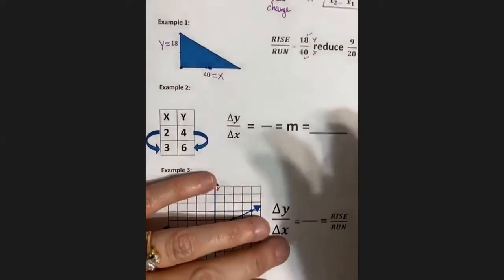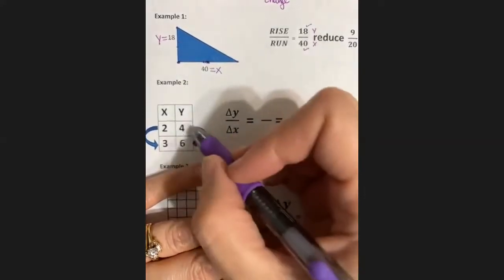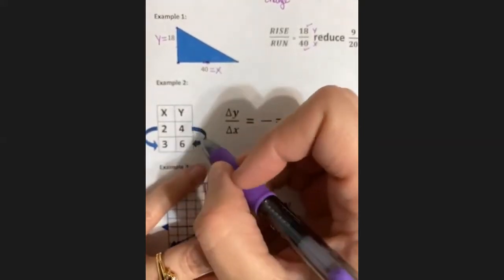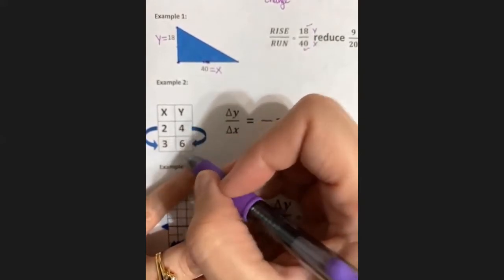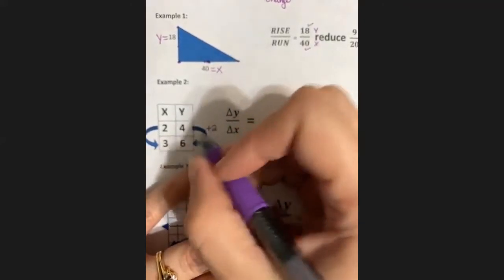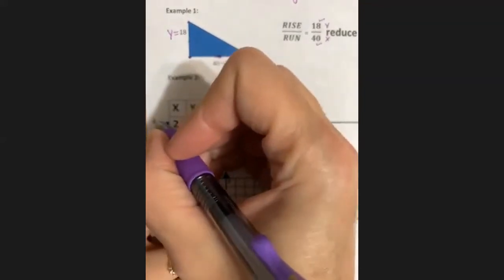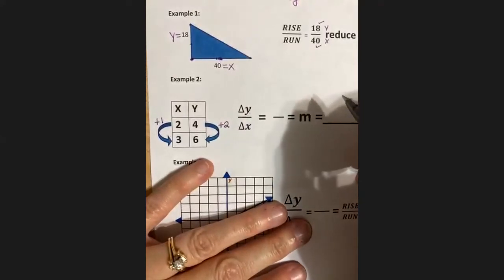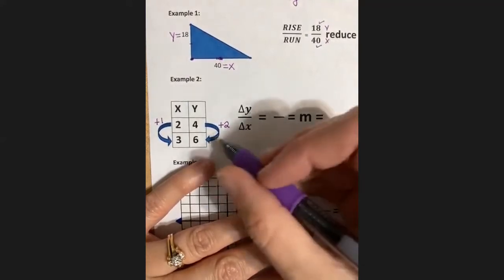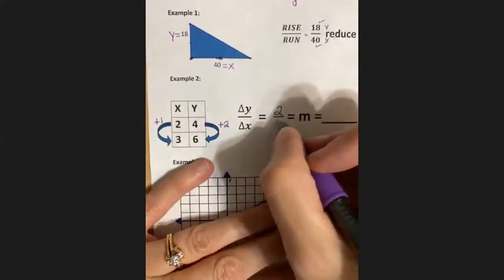Example 2. Sometimes you're just given a table. And on the table, you look for the change in Y between the Y's over the change in X. So in this situation, how much did the Y change from 4 to 6? And we would say that the distance from 4 to 6 is a positive 2 gain. It's getting bigger. The distance between 2 and 3 is a positive 1 gain. And so we're saying, what is the amount of change? How much did the points change? So the change in Y is 2, and the change in X value is 1.